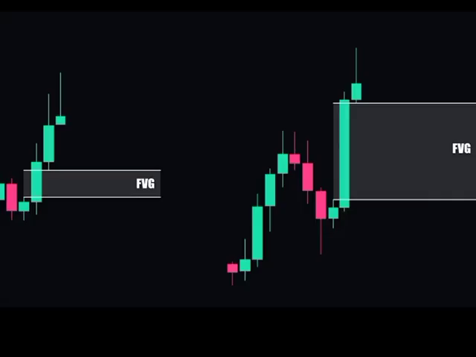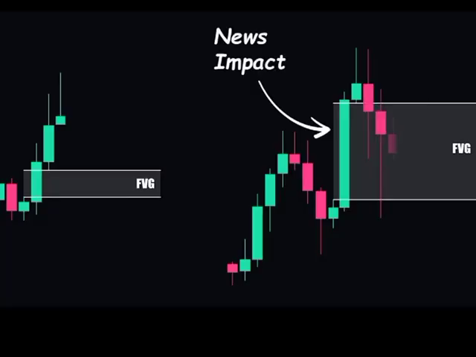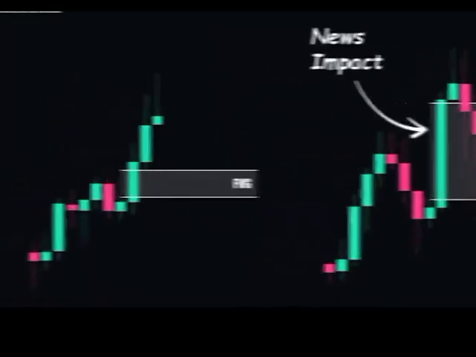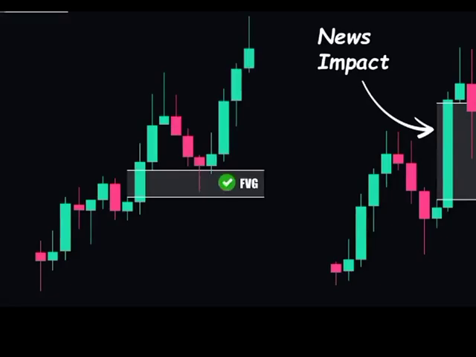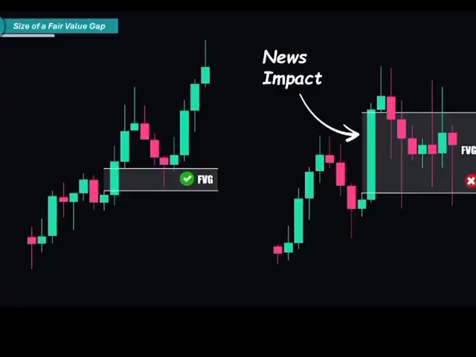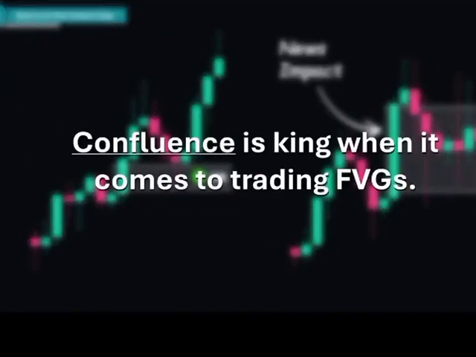Here's why. Larger FVGs often occur during periods of high volatility, like news releases or institutional moves. They can indicate strong momentum, but they might also be filled quickly and not hold as key reversal zones. Smaller, more precise FVGs, especially when aligned with other smart money concepts like liquidity grabs, break of market structure, or market direction, often lead to more reliable and cleaner reactions. So, while size can give you a clue about volatility, confluence is king when it comes to trading FVGs effectively.